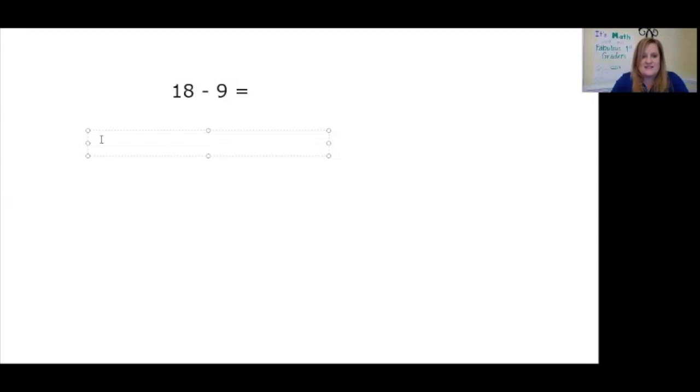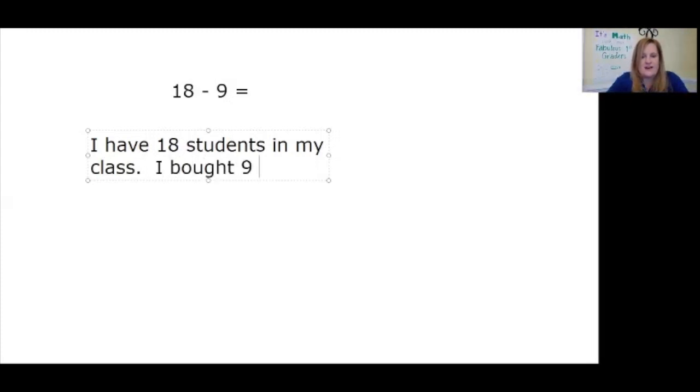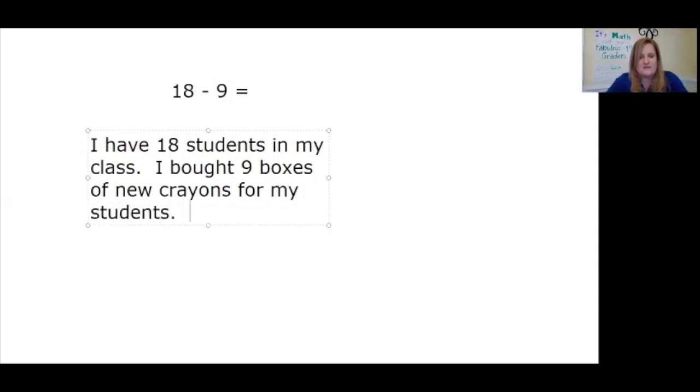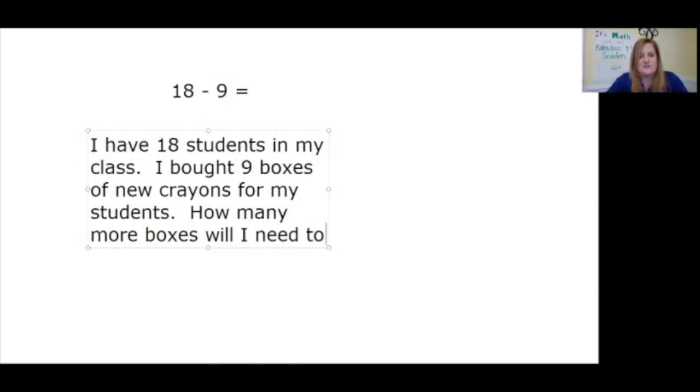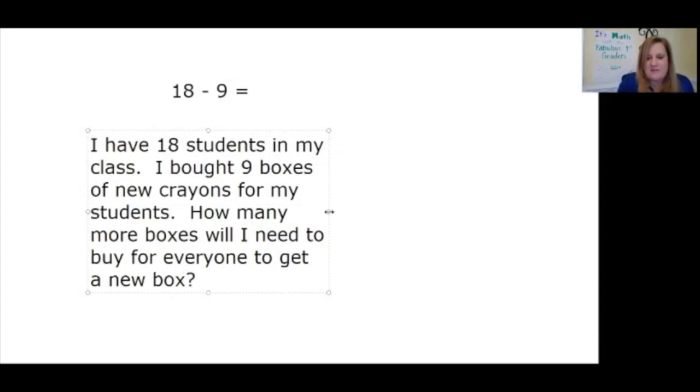So this is my word problem. I have 18 students in my class. I bought 9 boxes of new crayons for my students. How many more boxes will I need to buy for everyone to get a new box? So this is my problem. I'm going to stretch this out a little bit so that we have space.